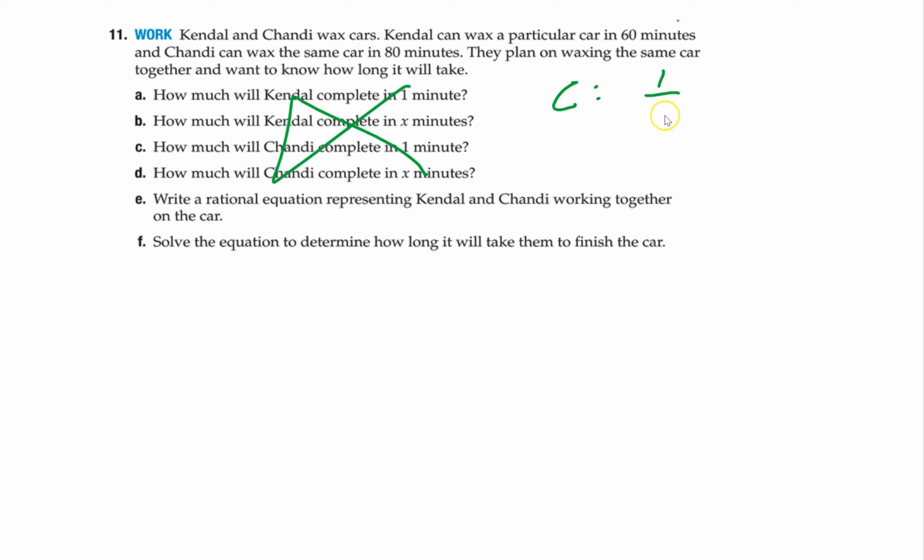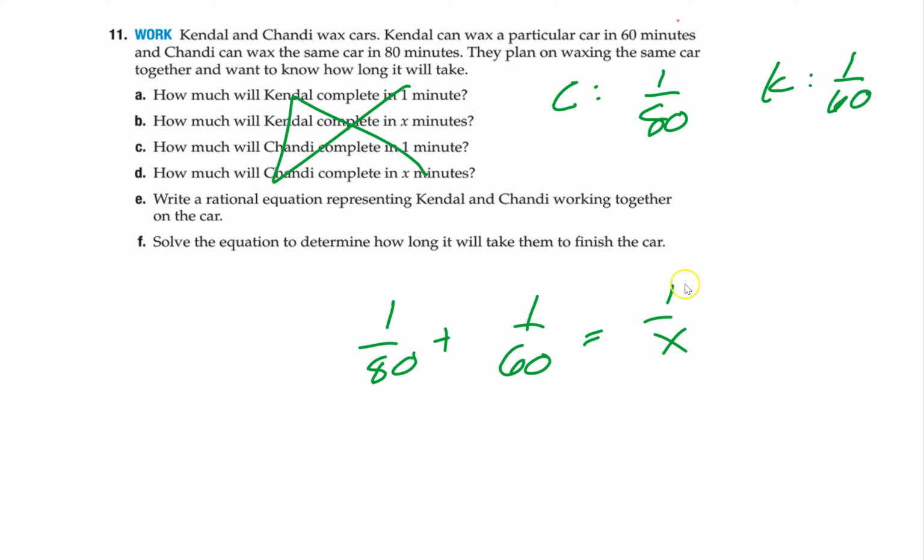Candy can do it in 80 minutes. I can't get over their names. Kendo can do it in 60 minutes. How long would it take them to do it together? Just go 1/80 plus 1/60 equals 1/x. So now we know the rate that Kendo and Candy could wax cars, in quotes.